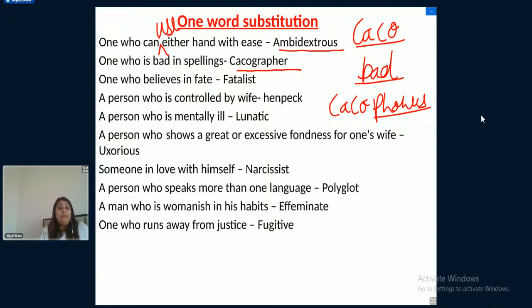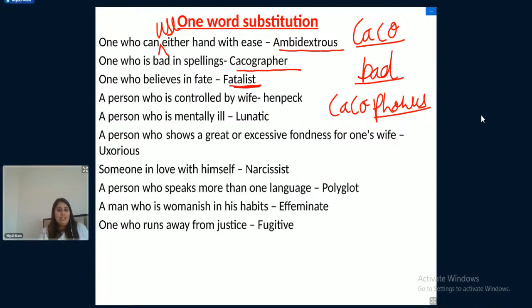One who believes in fate. Okay, so the one who doesn't believe in doing things himself. He thinks that whatever is happening is because God has written these things in his destiny, right? So one who firmly believes in fate is known as fatalist.